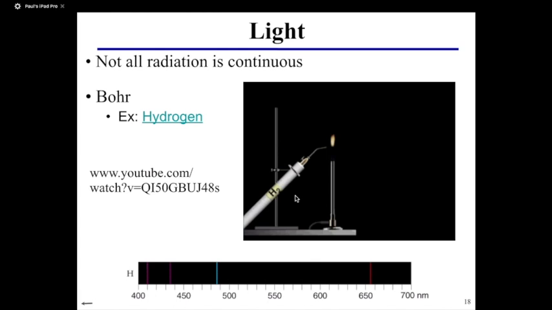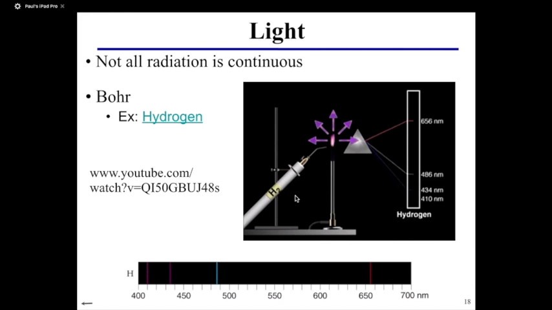So here is an example. This is a different element. If a sample of hydrogen gas is heated, it gives off light. When you view this light through a prism, you'll see an emission spectrum consisting of bright lines at specific frequencies. Because the spectral lines come at definite intervals, this suggests that specific energy levels exist in the atom.